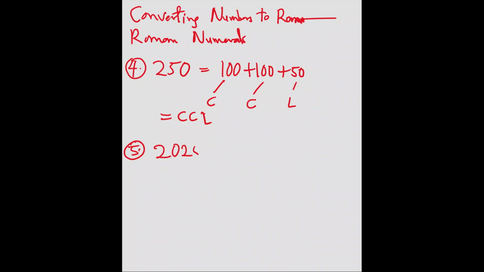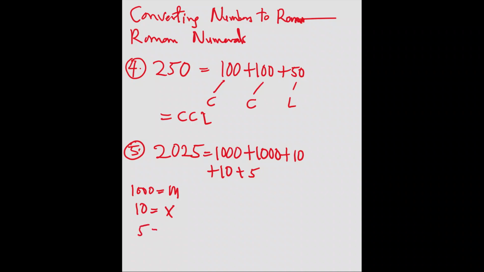And number 5, the last example for this video. Let's do this here, 2025. So let's break it down. We have 1000 plus 1000 plus 10 plus another 10, then plus 5. Okay. 1000 is M. 10 is X. 5 is V. So what do we have here? The answer we have here is M, M, X, X, V.